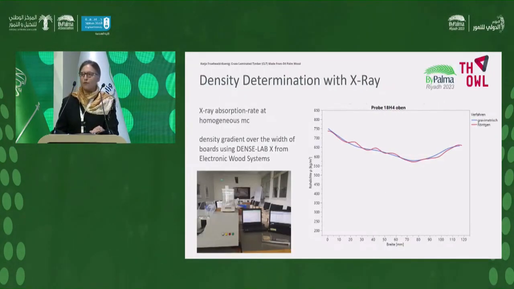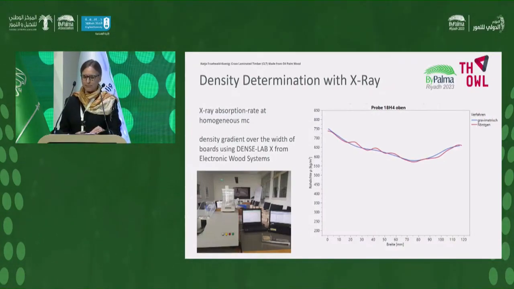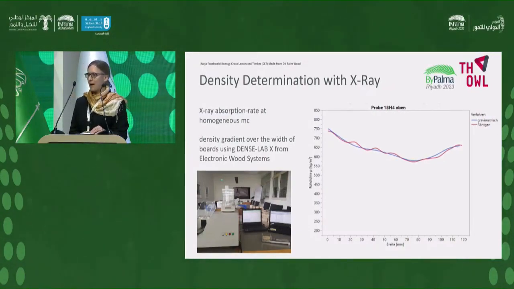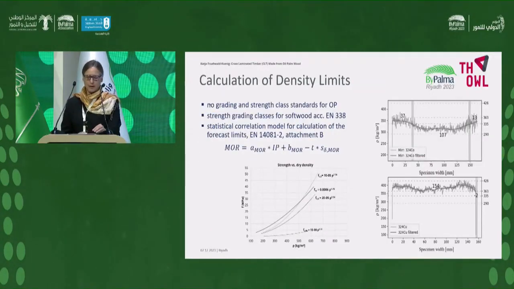I won't focus so much on the determination of the density. We did it with X-ray absorption rate using the DanceLab X from electronic wood systems, and we gave them a special calibration and raw data filtering. On the peripheral boards from the first trunk section, the density at 3 meter height is much lower than at 0.5 meter height, and therefore relevant for the ripping.